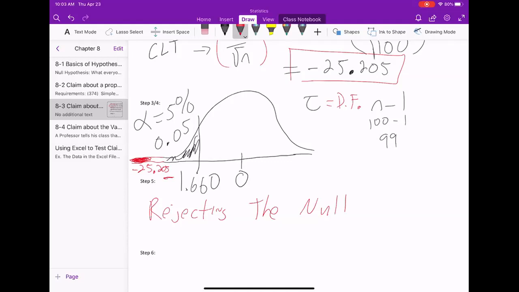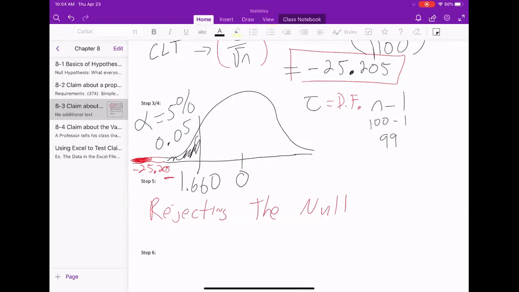The only way we can fail to reject the null is if there is any part of it inside the good region. We have none of it inside the good region. So since we have none of it inside the good region, then we are failing. No, we are rejecting, not failing, sorry. We are rejecting the null. I almost said the wrong thing.